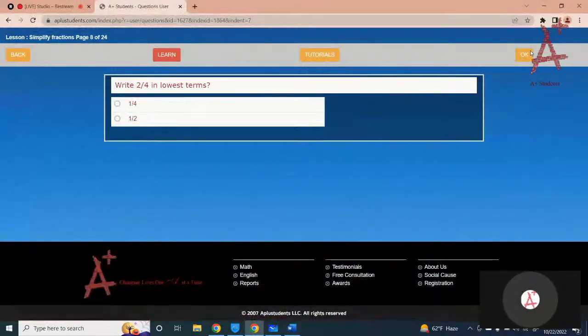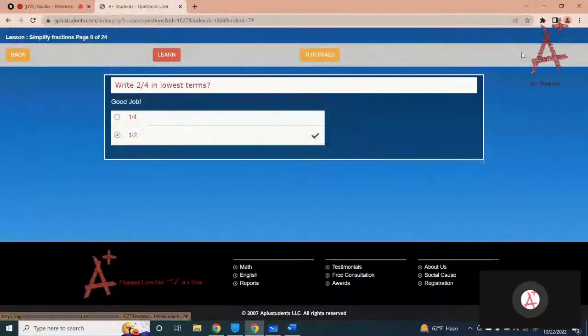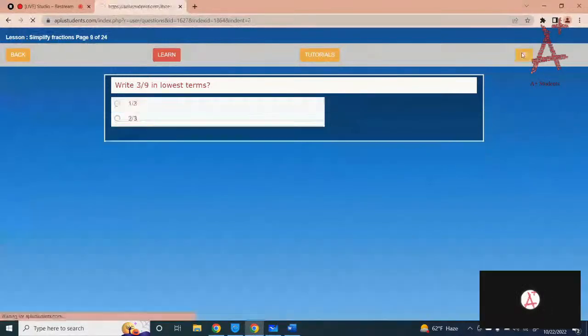Okay, write 2 by 4 in lowest form. So how can we write 2 by 4 in lowest form? The correct option is 1 over 2. Got it? So just select the correct option and click on the OK button.